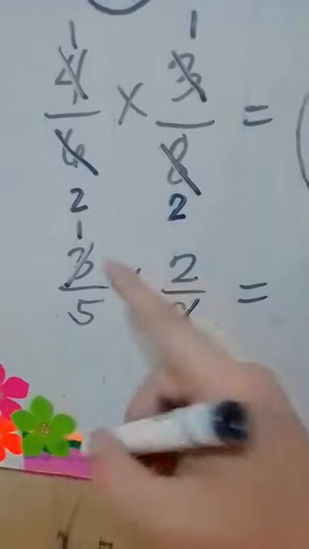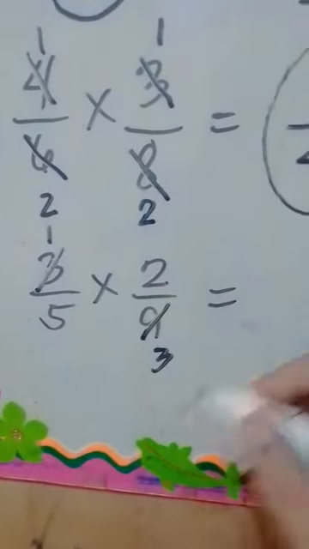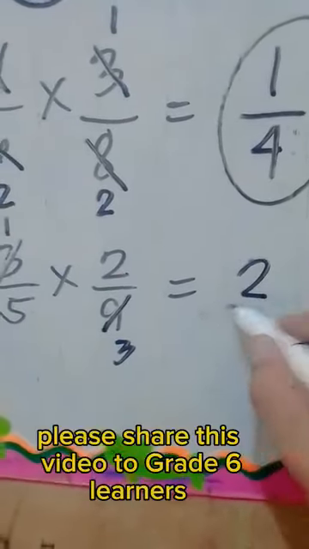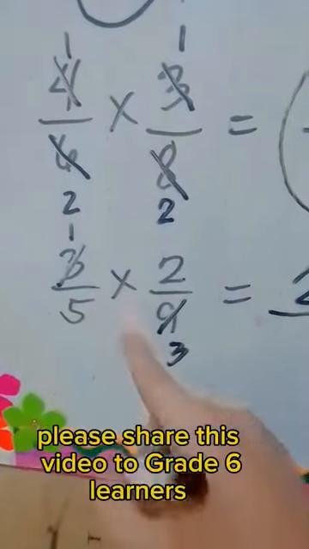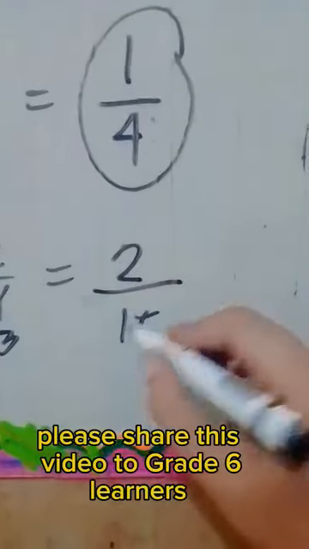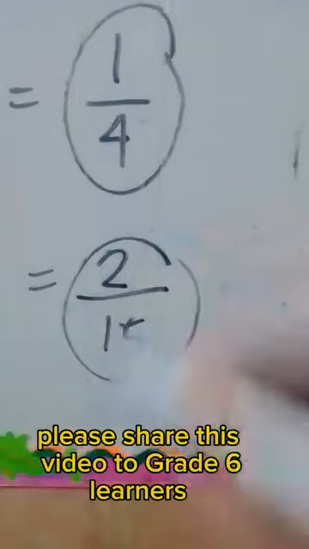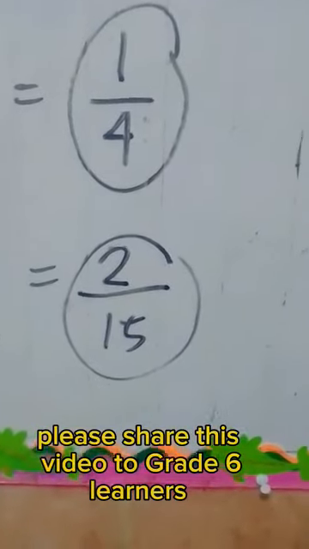Okay, now 1 times 2 equals 2. Over 5 times 3 equals 15. Okay, so this is the final answer. Okay?